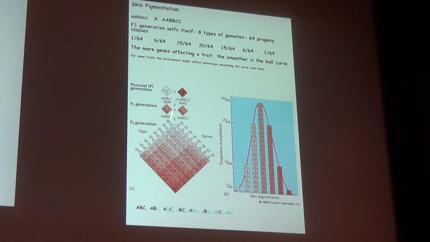Here is what they would look like. Because there are 3 genes, not 2 genes, you have 8 classes of gametes. And then you combine all 8 classes and you get the patterns going from darkest to lightest. And each class will have a certain number. And you can basically figure it out.